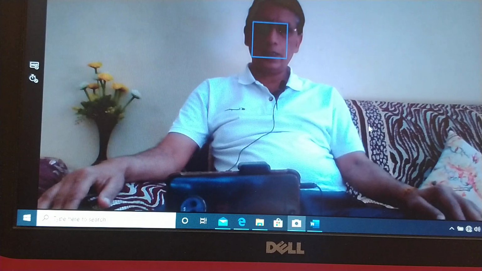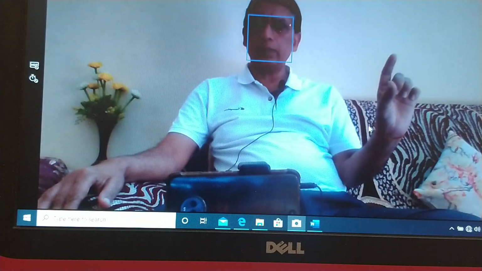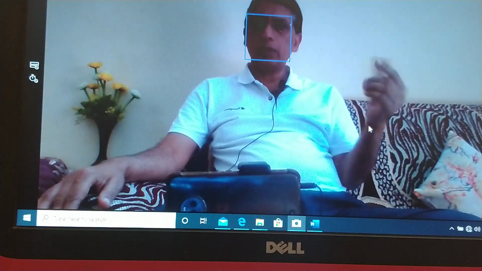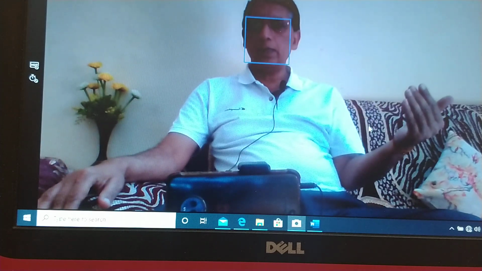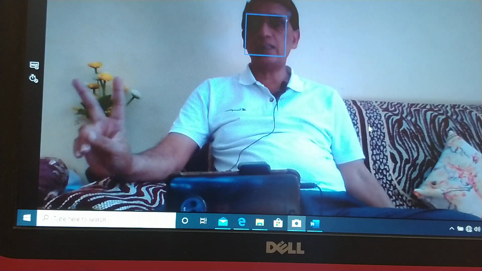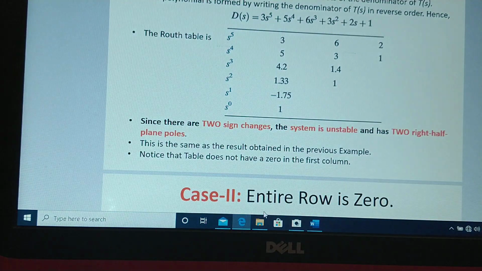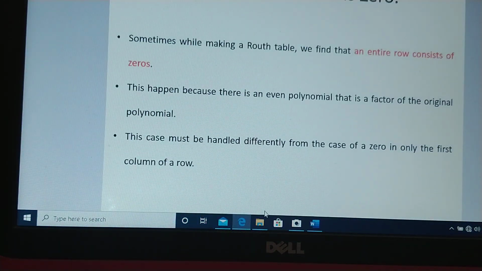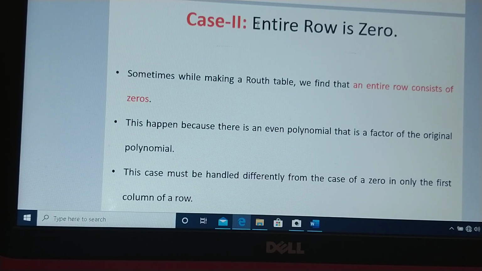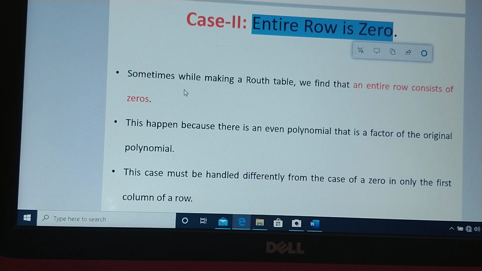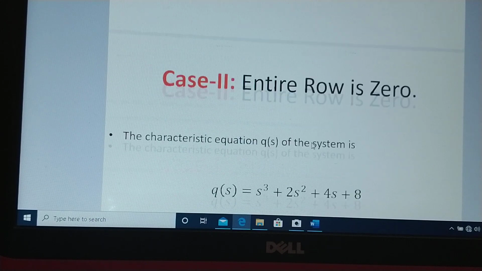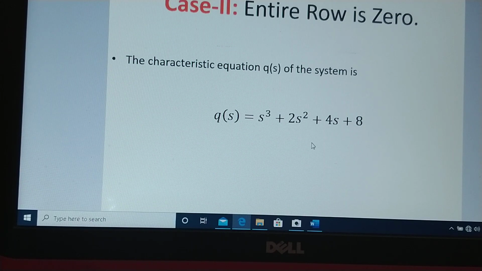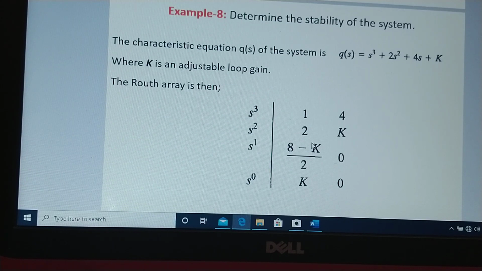Well students, I hope you have understood this case 1 where when it is 0, epsilon is to be taken, this epsilon is tending towards 0. Okay, now we are coming to case 2 where entire row is 0. Entire row is 0. Sometimes while making Routh array, we see that entire row consists of the 0, right? So what we are doing in this case, if we are making case 2, it is entire 0.